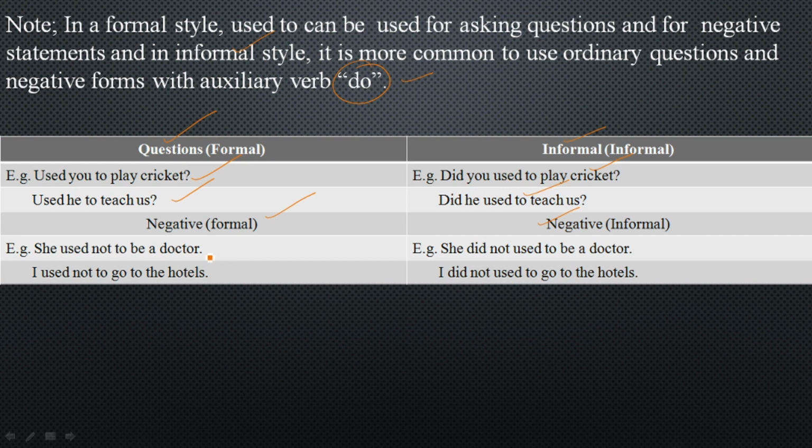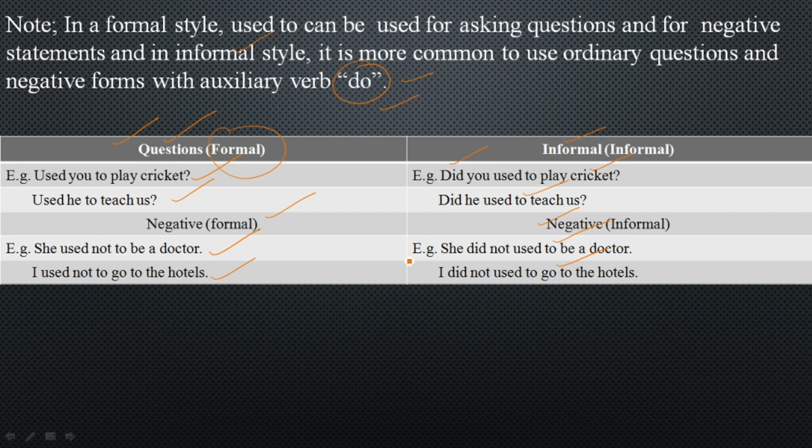"She used not to be a doctor," and "She did not use to be a doctor." Both are right. One is formal and one is informal. "I used not to go to hotels." "I did not use to go to hotels." So keep in your mind, for making negative sentences or asking questions, in a formal way you will just use the structure, but in an informal way you will use the verb do, like its second form, did.